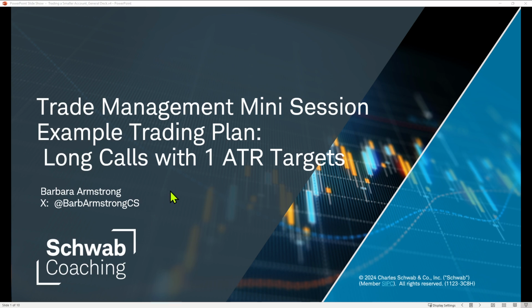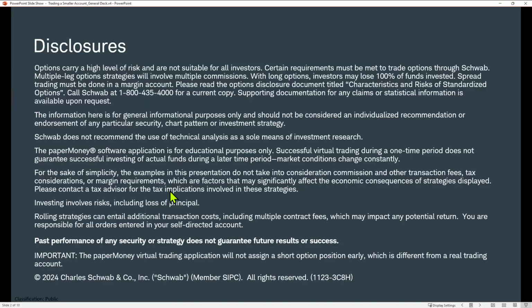Before we get into our example trading plan, I just want to quickly clarify a few things. One is that options carry a high level of risk and aren't suitable for all investors. You have to apply for option trading privileges with Schwab and not all will qualify. The second thing is that the paperMoney software application on the thinkorswim desktop is what we're using as our example platform for today. It is a brilliant place to learn and hone your skills. I'll also note that all investing involves risk, including the loss of principal, and that past performance of any security or strategy doesn't guarantee future results or success.